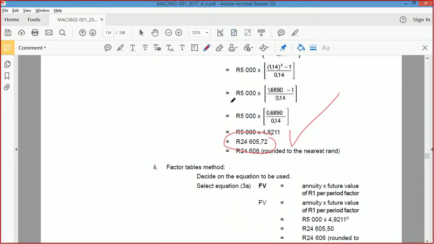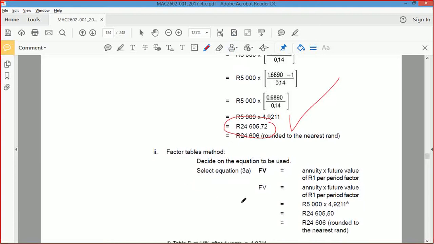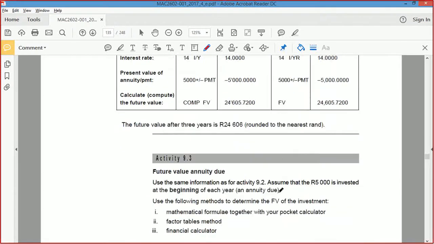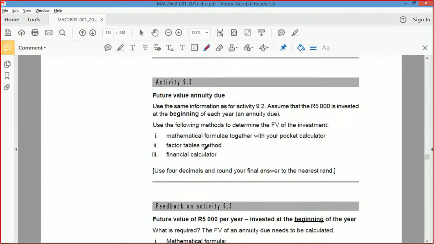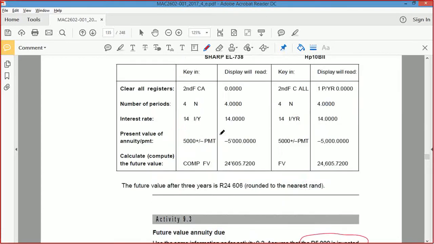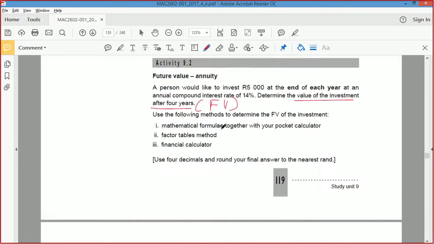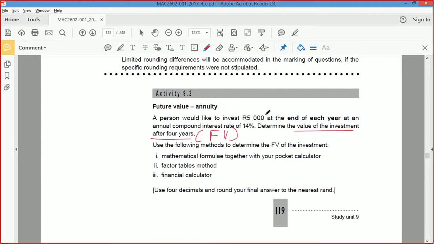Again, if you want to look at the other methods, the textbook gives you all of them. It gives you the factor, it gives you the formula in terms of mathematics, and it gives you the calculator. Here's another one. Using the same information, assume that 5,000 is invested at the beginning of the year. So beginning of the year instead of end.